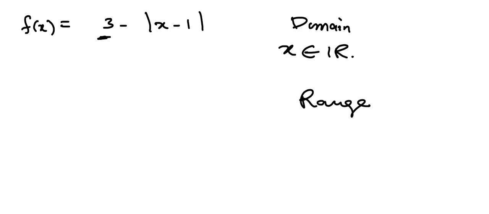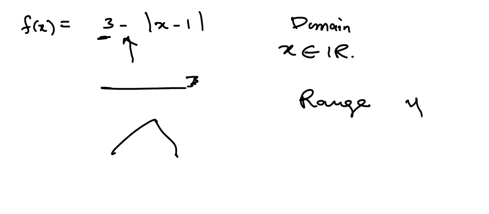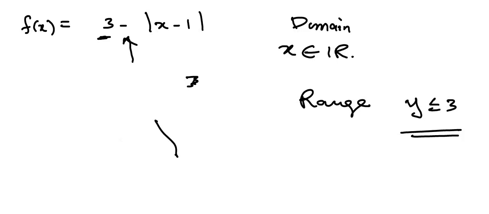You're seeing there's a negative here, meaning this thing is going to be flipped down because of the negative. And then there's a 3. 3 is the boundary. So there's a 3 somewhere there. So all numbers less than 3. So y is less than or equal to what? 3. That's the range. So we start by sketching from the left going to the right.